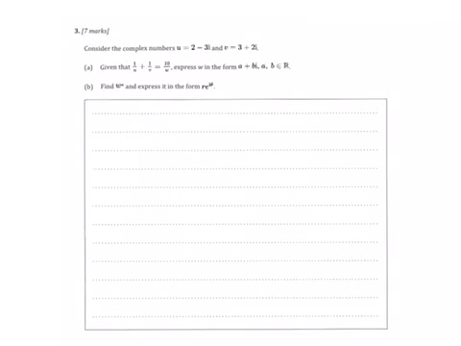Consider the complex numbers u, which is equal to 2 plus 3i, and v, which is equal to 3 plus 2i. Given that 1 over u plus 1 over v is equal to 10 over w, express w in the form a plus bi. So I'm going to write 1 over u, which will be 1 over 2 plus 3i, and 1 over v, which will be 1 over 3 plus 2i, and that's going to be equal to 10 over w.